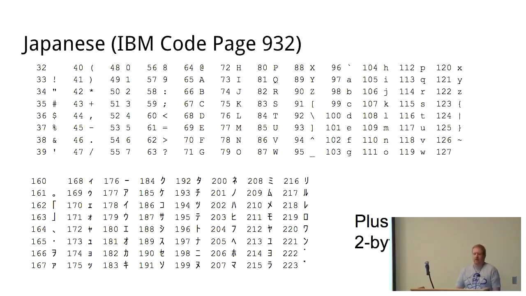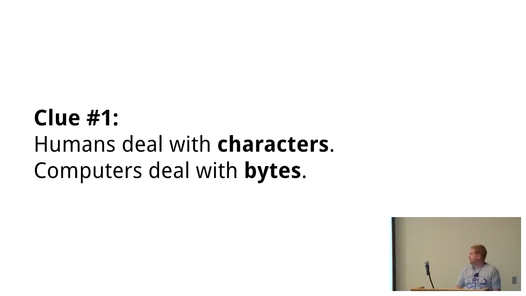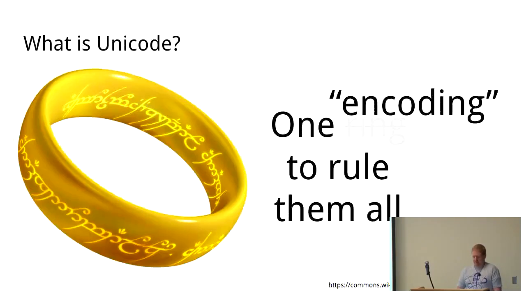So basically, an encoding is a way of mapping characters into numbers or bytes that a computer can understand. So the first clue in solving our mystery: humans deal with characters, but computers deal with bytes. And so an encoding is how you map human characters into bytes that a computer can understand. With that understanding, we're ready to say, what is Unicode?